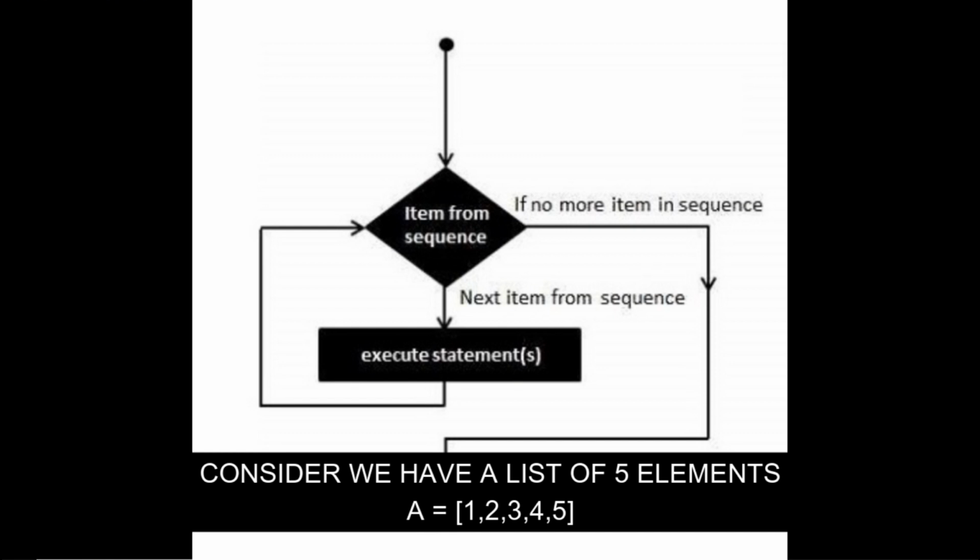This process will continue as long as there are elements in the list. If there are no elements left in the list, then the for loop will end and it will execute the statements outside the for block. This is the flowchart of how it works. Now let us see the syntax to understand this better.